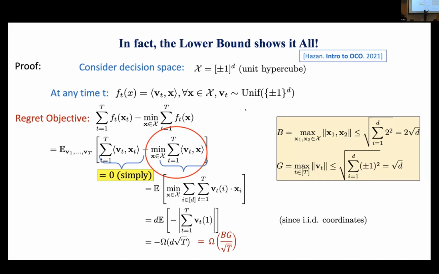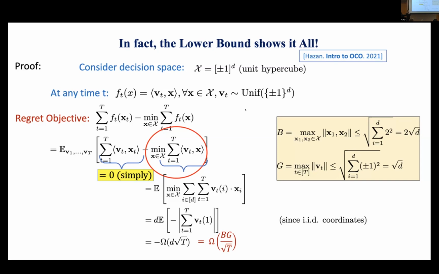And note that B and G, basically the boundedness of the gradient and the bounded diameter in our case, were both square root d. So it actually shows that the minimum rate you can achieve is BG square root t. You can't do better than that for an online sequence of functions.